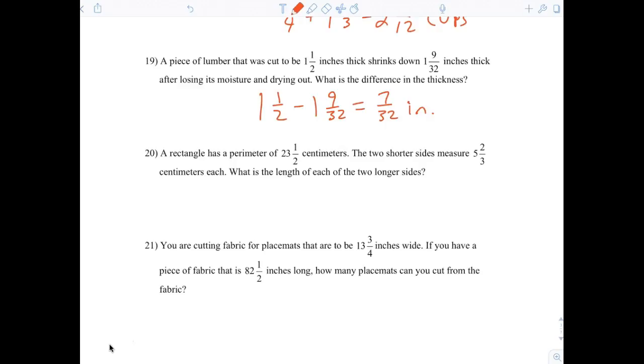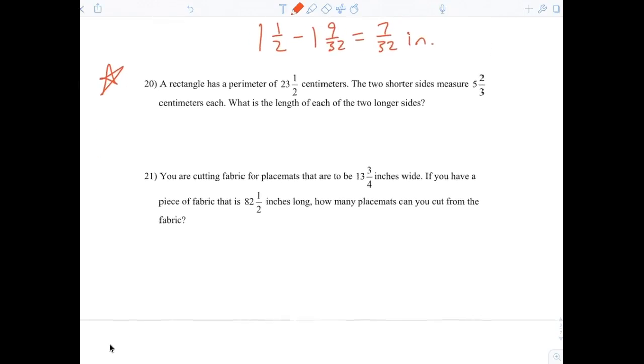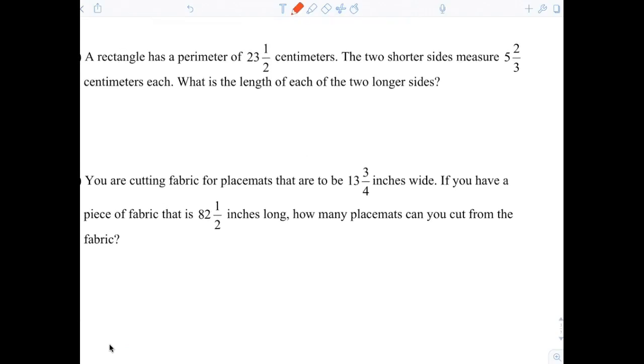So question number 20. Uh-oh, you got a tricky one now. You got to think about this one. Hey, everybody needs to put a star by number 20. It's kind of tricky, but I'm confident here. All right, so what do I have to do? First of all, I want to draw this out. I need everybody to draw themselves a rectangle.